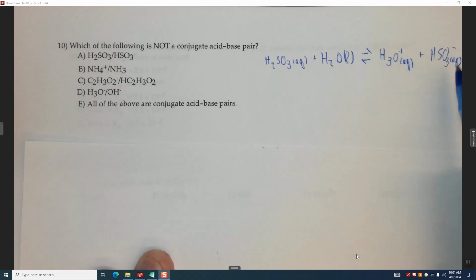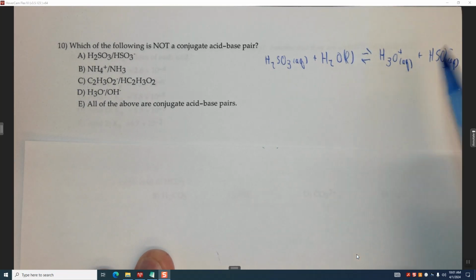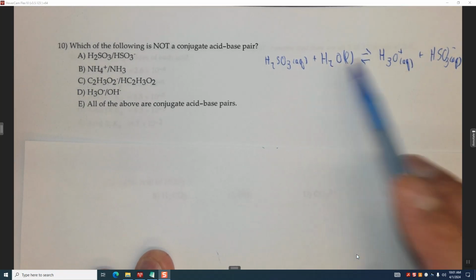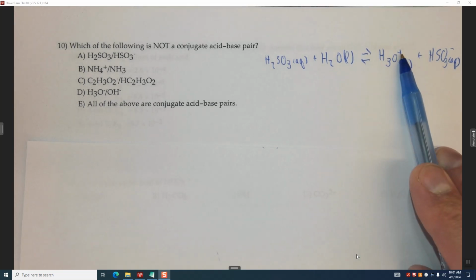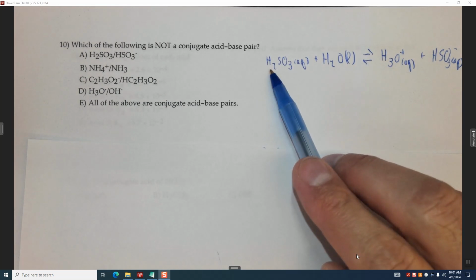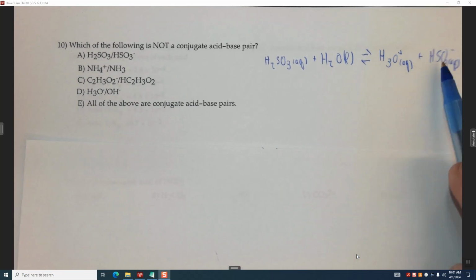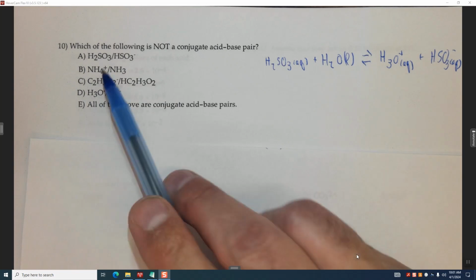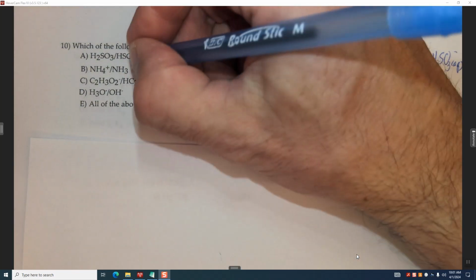So this lost an H plus. It was neutral here. Now it's minus because it lost an H plus. This gained an H plus. It was H2 here. Now it's H3 and it has a positive charge. You've got to remember the charges. This is the acid, and this is the conjugate base. This is a conjugate acid-base pair.